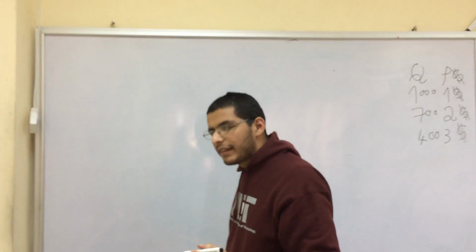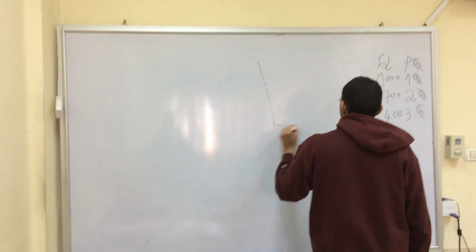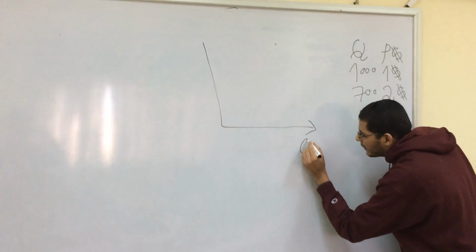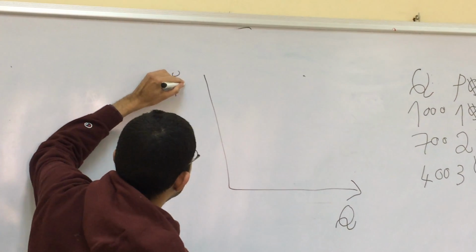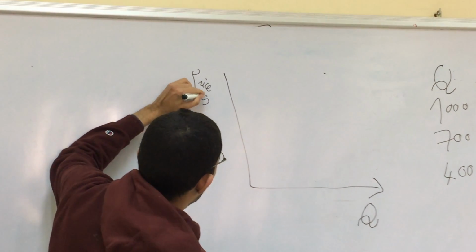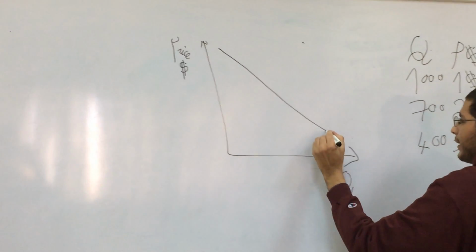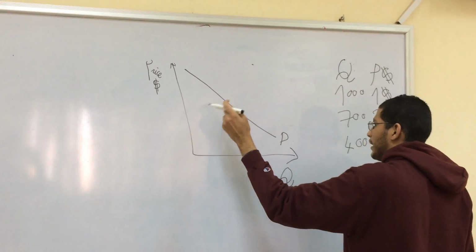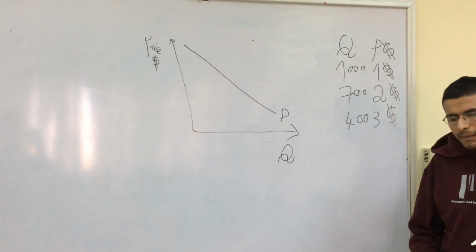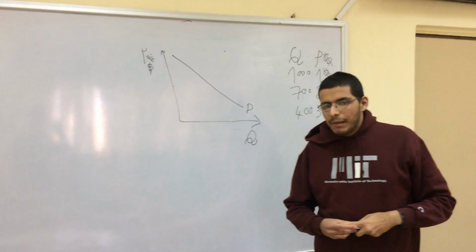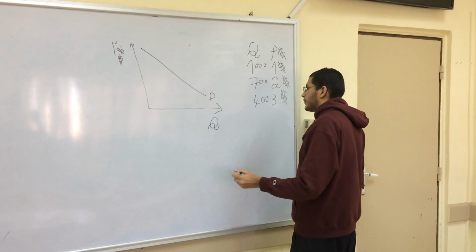Now, let's plot the demand curve, which is a graphical representation of the demand schedule. We have quantity on the x-axis and price on the y-axis. We should note that demand has an inverse relation with price. As price goes up, fewer people will be able to afford the goods, and less quantity will be sold.